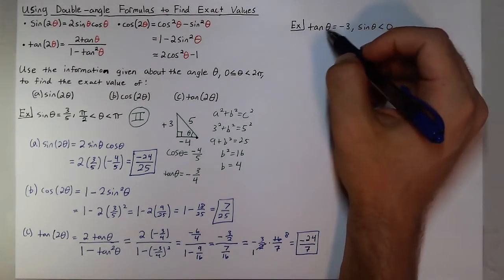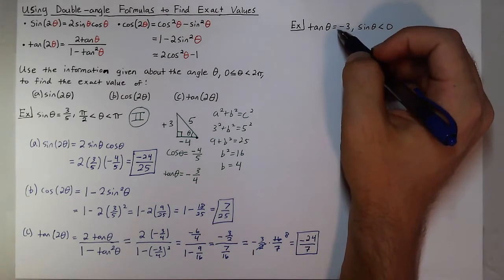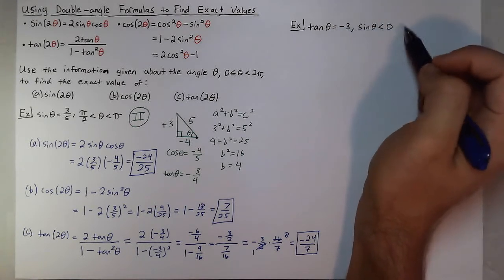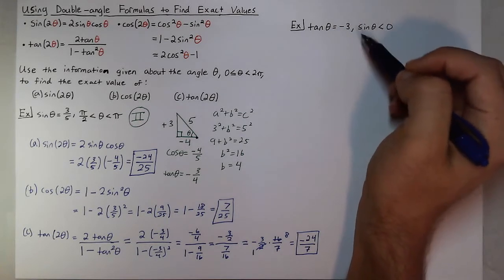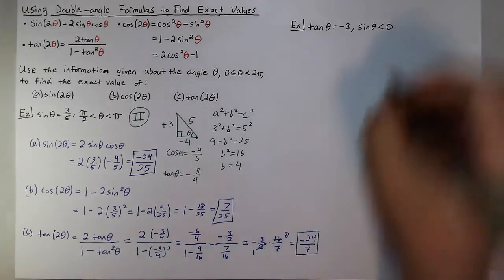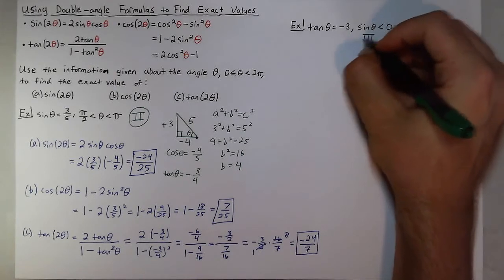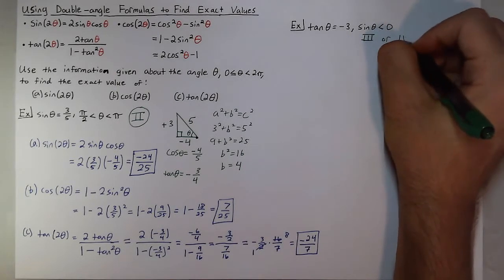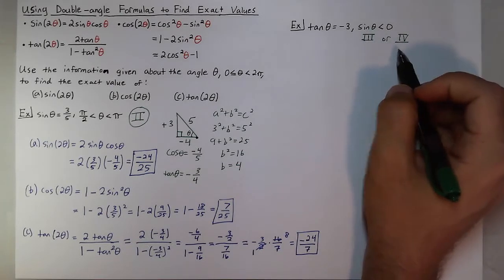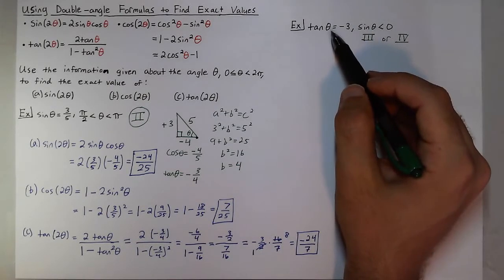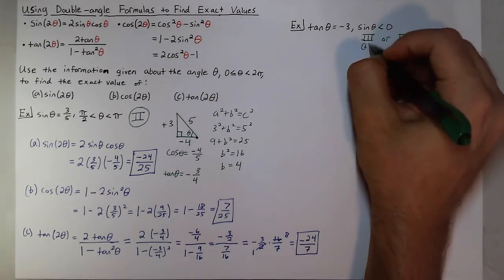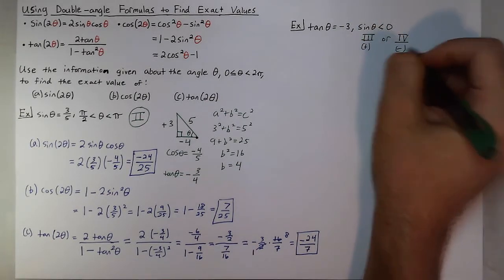Here I'm given that tangent of theta is equal to negative 3 and sine of theta is less than 0. So this doesn't indicate necessarily what quadrant I'm in yet, but it does narrow it down to two different quadrants. It's either quadrant 3 or quadrant 4, because sine is negative in those two quadrants. Now tangent is also negative, but I know that tangent is positive in quadrant 3 and negative in quadrant 4.